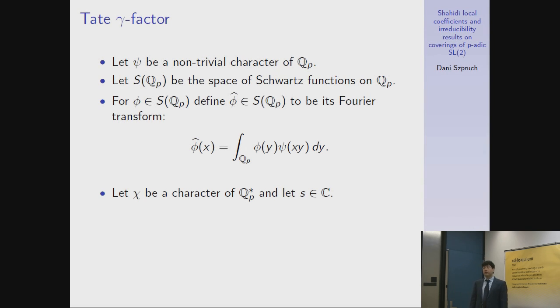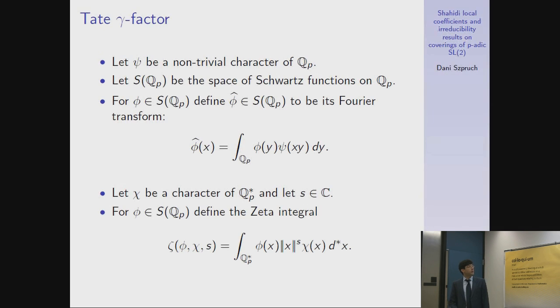Let's speak now of a multiplicative character chi of the p-adic field. And for s a complex number, let's define the following zeta integral. We start with the Schwartz function phi and we integrate it against |x|^s times chi(x), with respect to the multiplicative Haar measure.